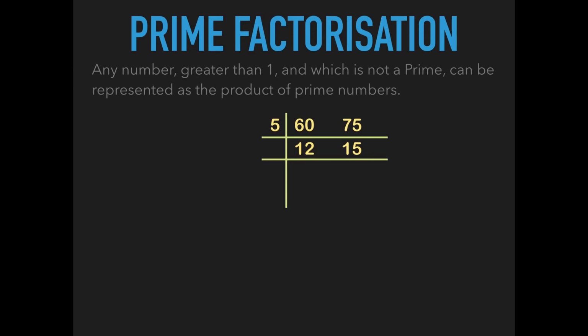Now these two numbers 12 and 15 are divisible by 3. So dividing 12 by 3 we get 4, and dividing 15 by 3 we get 5. Now 4 and 5 do not have any common factor other than 1. So the common factors of 60 and 75 are 5 and 3, and the product of these two numbers will give the HCF of 60 and 75.